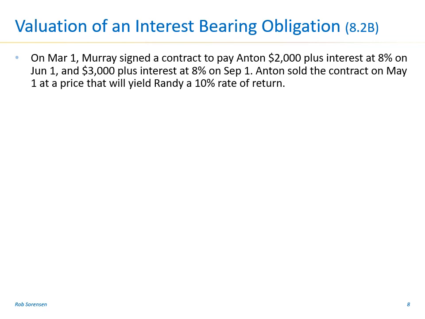On March the 1st, Murray signed a contract to pay Anton $2,000 plus interest at 8% on June 1st, and $3,000 plus interest on September 1st. So there's actually 2 amounts coming back in the future, 2 payments, both with 8%. Then Anton sold the contract. Perhaps he couldn't wait around any longer, or he needed the money or something. He sold the contract to Randy, to a new person, on May the 1st.